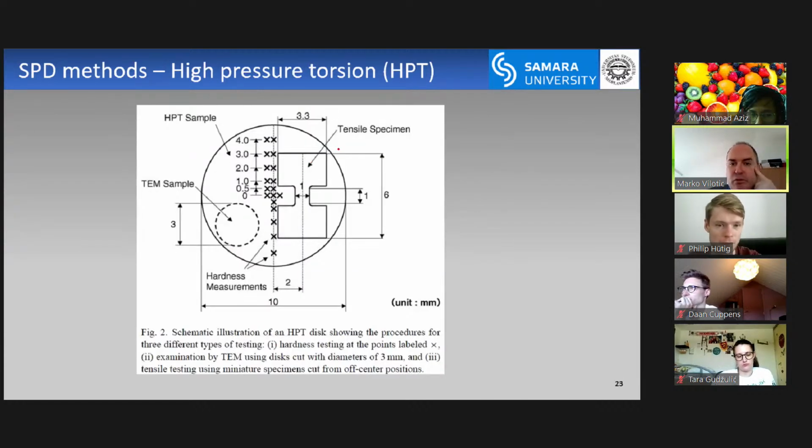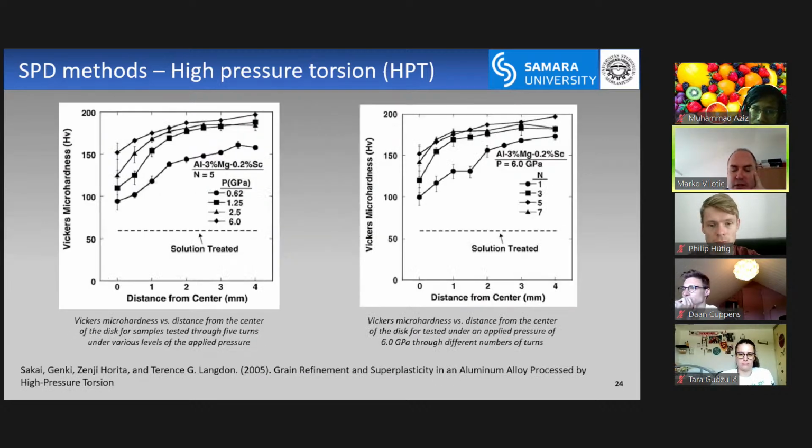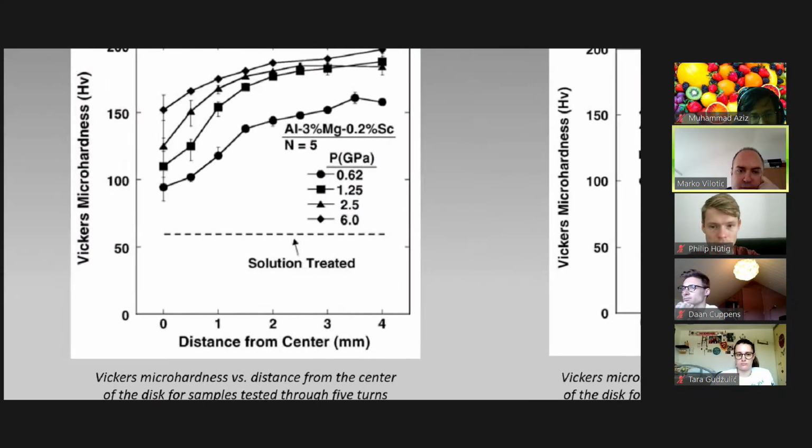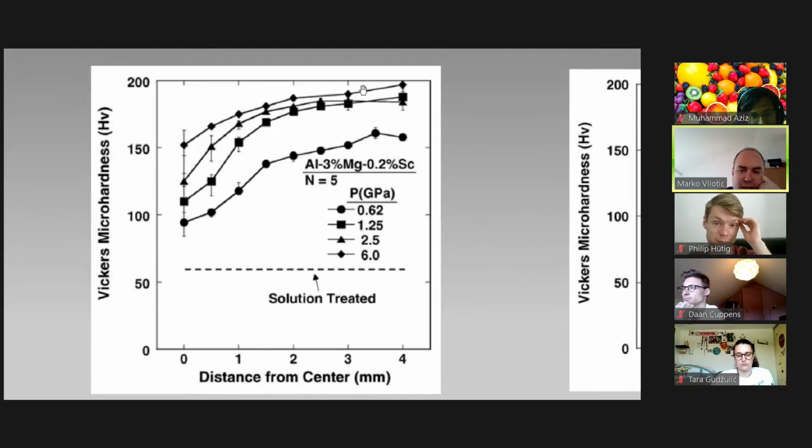You just take the sample and you can cut different specimens that you can use for TEM or EBSD, or you can cut a tensile testing sample. You can test whatever you want. And here we see the change of the Vickers microhardness depending on different processing parameters. For example, you can vary the pressure. This is N, it means just 5 rotations, and you vary the pressure: 0.62, 1.25, 2.5, 6. And of course, as expected, the higher the pressure, the better the performance.